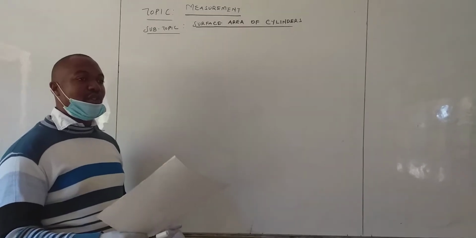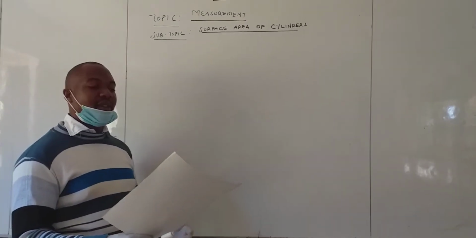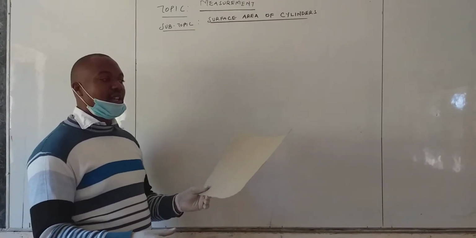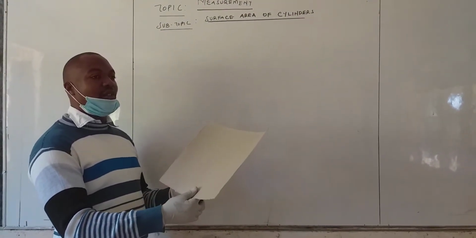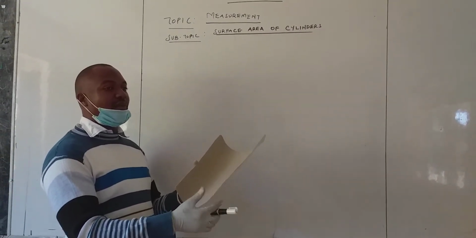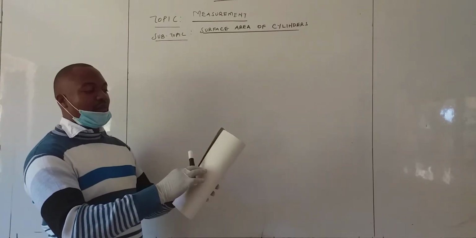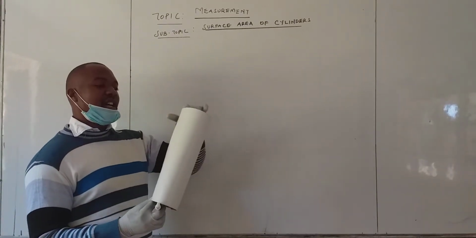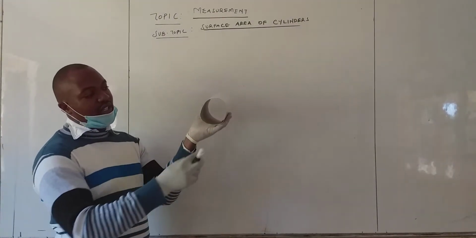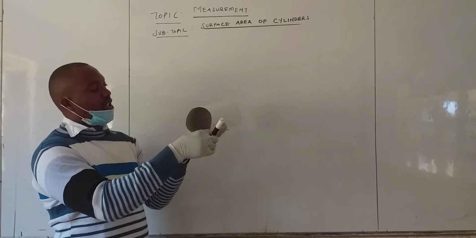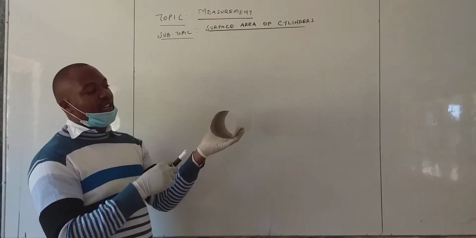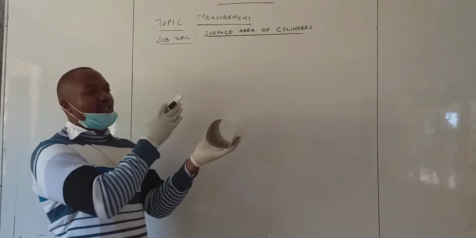Now, when you look at where I am here, you can see I'm holding a piece of a carton box. You can fold this one to form a cylinder. Now you can look at it, it has a circular end, and it has the other circular end on the other side. What's the name given to this circular end? This is called a circle, and the other one is also called a circle.